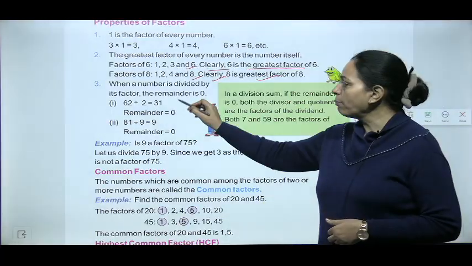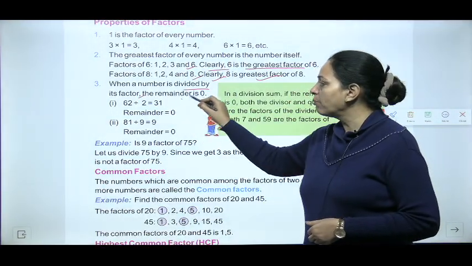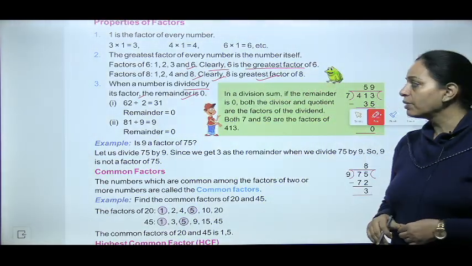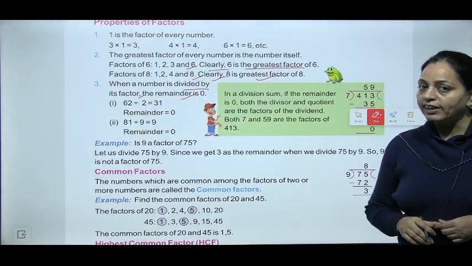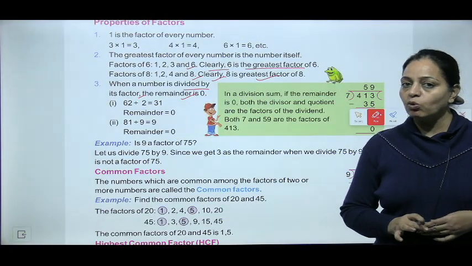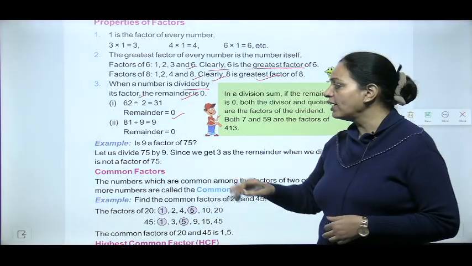Now third, when a number is divided by its factor, the remainder is 0. अगर हम किसी number को उसके factor से divide करेंगे यानी वो exactly divisible होगा, then the remainder is always 0.